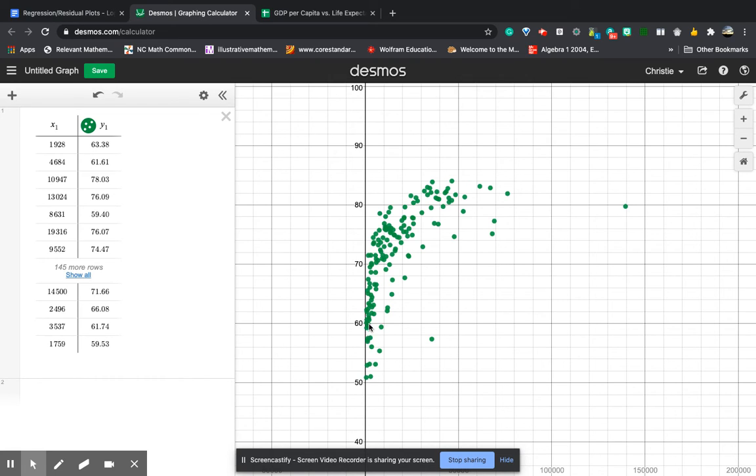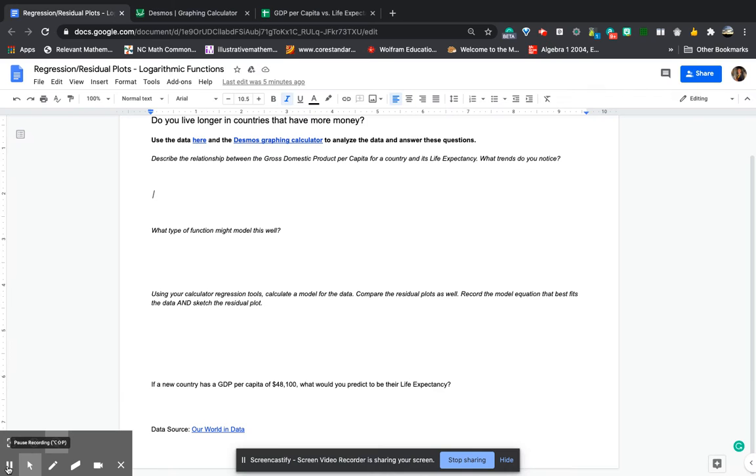And if you watch my cursor here, it's as if it makes a steep increase and then it's leveling off as we continue to increase the x value. This is just like the logarithmic function. So what we will do next is use the calculator's regression tools to calculate a logarithmic model for this data. We'll also compare the residual plots and we'll record that model that best fits the data and sketch here as well. You can simply take a screenshot to include those things here.